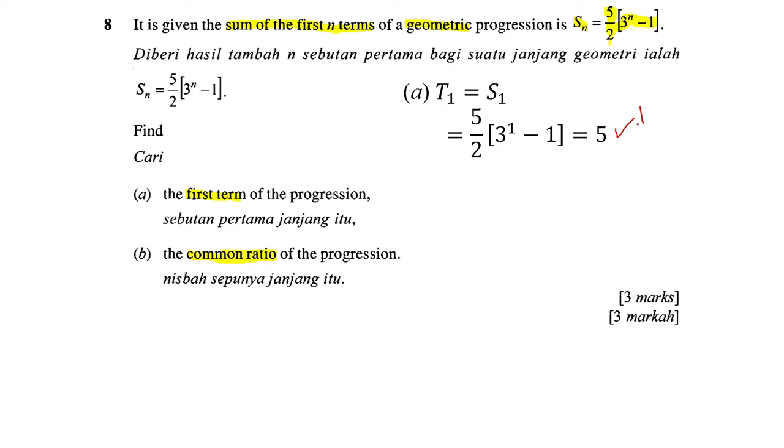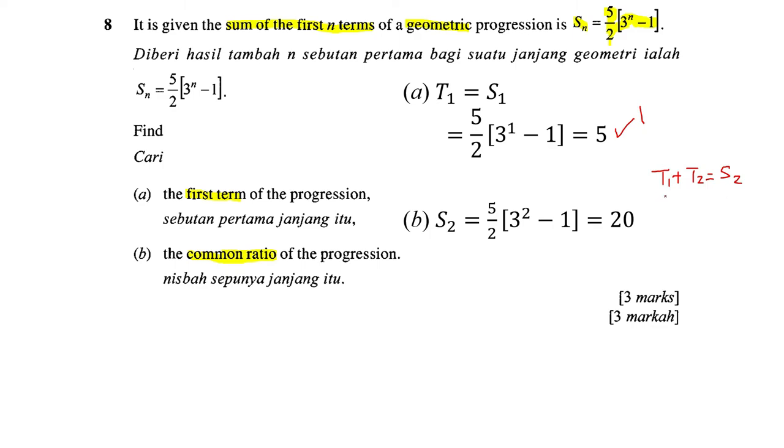Okay, how to find the common ratio? What is the first step? Find S2. So we put the 2 inside. So S2 equals 5 over 2 times 3 to the power of 2 minus 1. So that will give us 20. Next, find T2, the second term. Always remember the concept T1 plus T2 is equal to S2. This concept we can use for AP and GP.